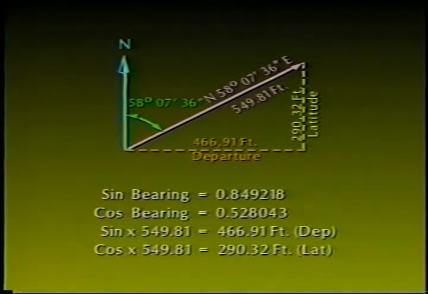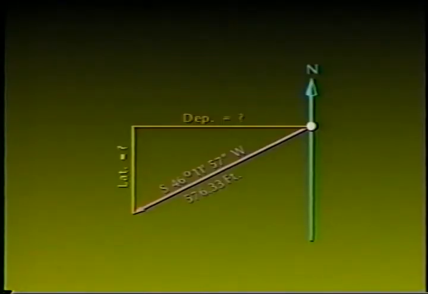First, find sine and cosine of the bearing. Sine equals 0.849218 and cosine equals 0.528043. Then multiply the length, 549.81 feet, by the functions. This equals a latitude of plus 290.32 feet and a departure of plus 466.91 feet. Because it is a northeast bearing, both latitude and departure will have positive signs. Let's try the one shown in this sketch.